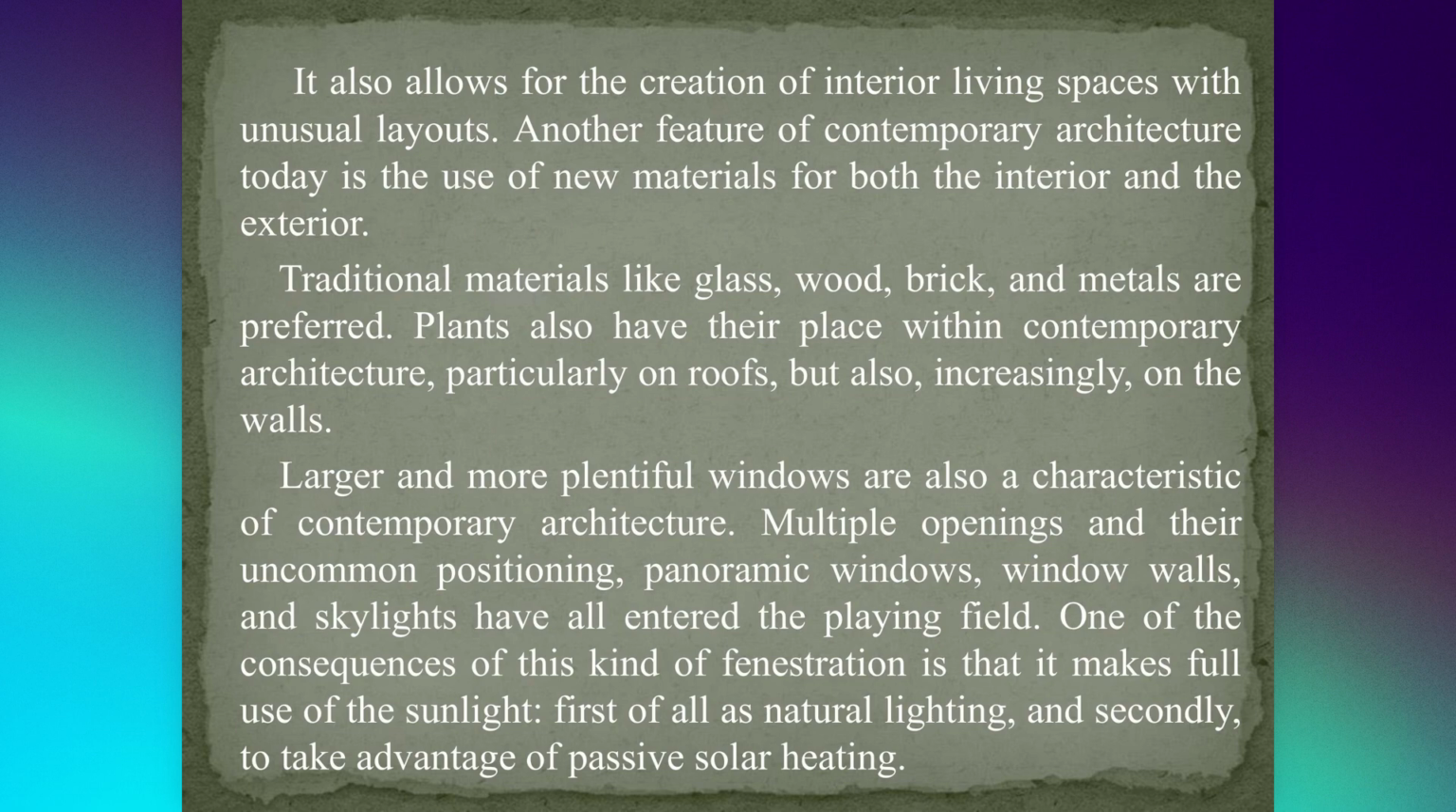Another feature of contemporary architecture today is the use of new materials for both the interior and the exterior. Traditional materials like glass, wood, brick, and metals are preferred. Plants also have their place within contemporary architecture, particularly on roofs, but also increasingly on the walls.